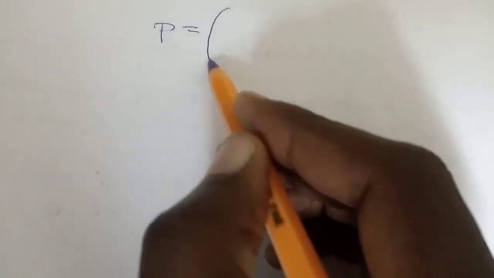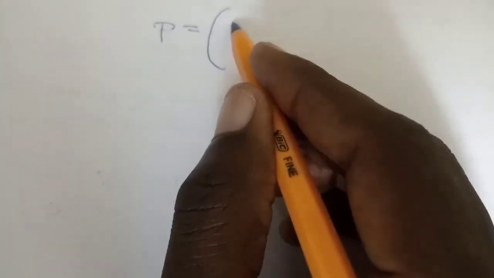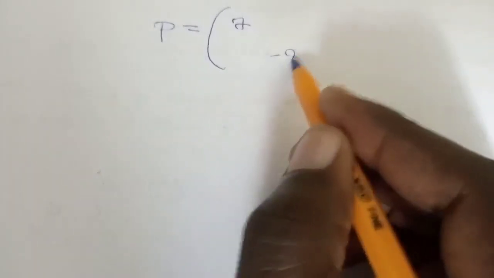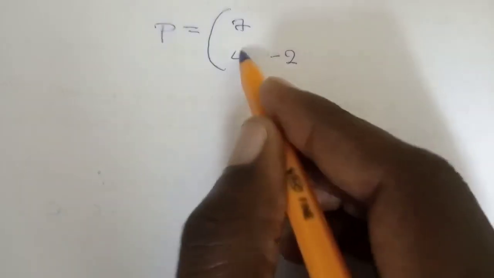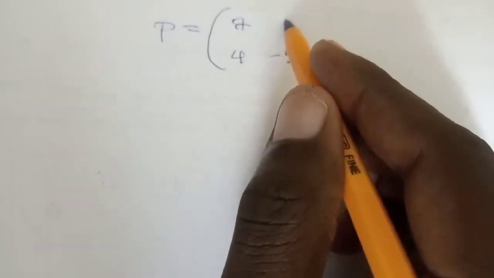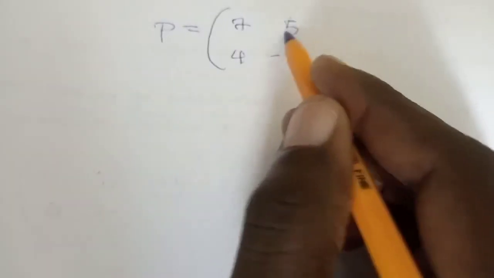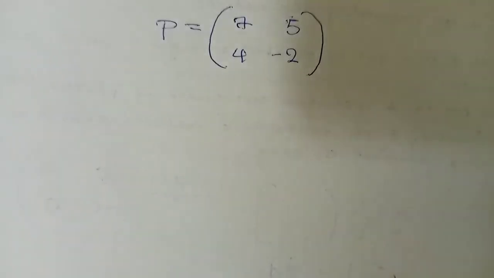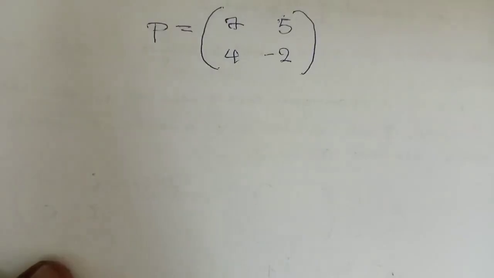Let's say, for example, we have a matrix P. We have 7, -2, then 4, and 5. Okay, so let's say this is the matrix that we are given.